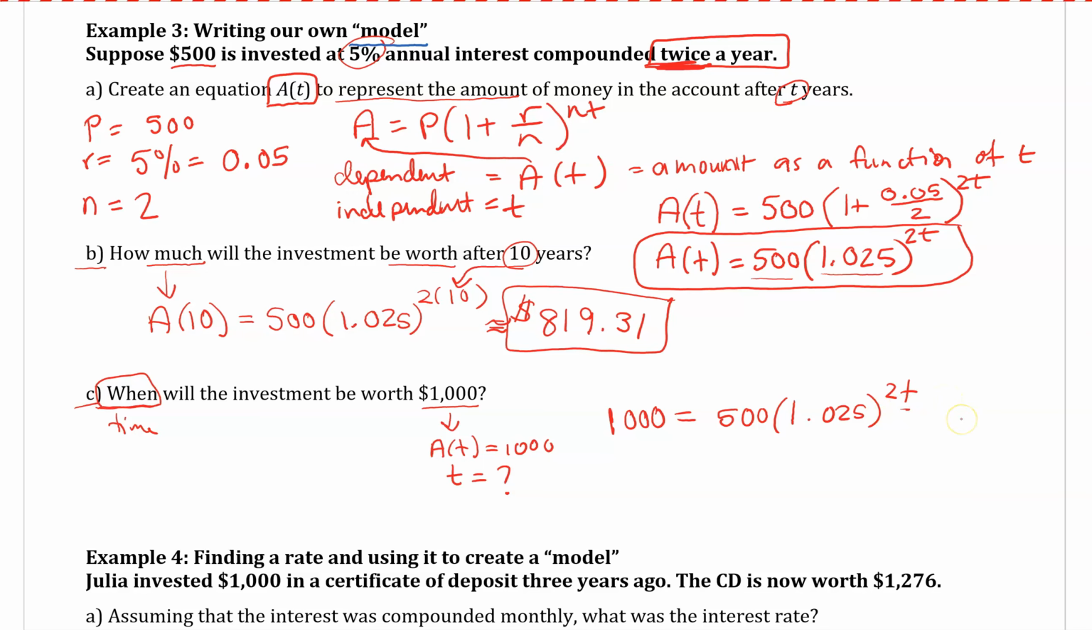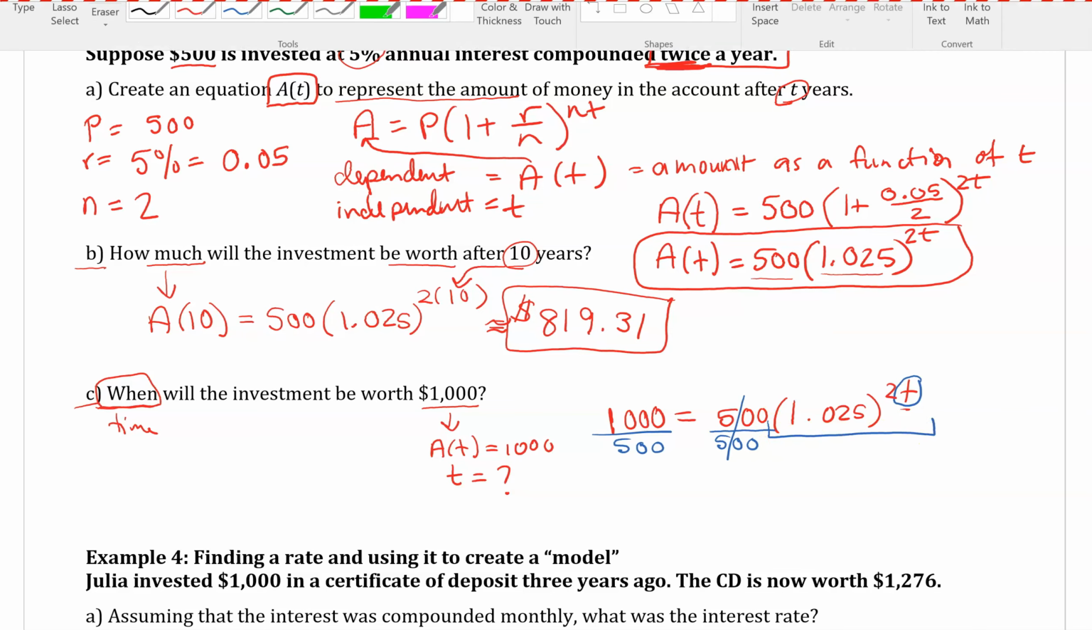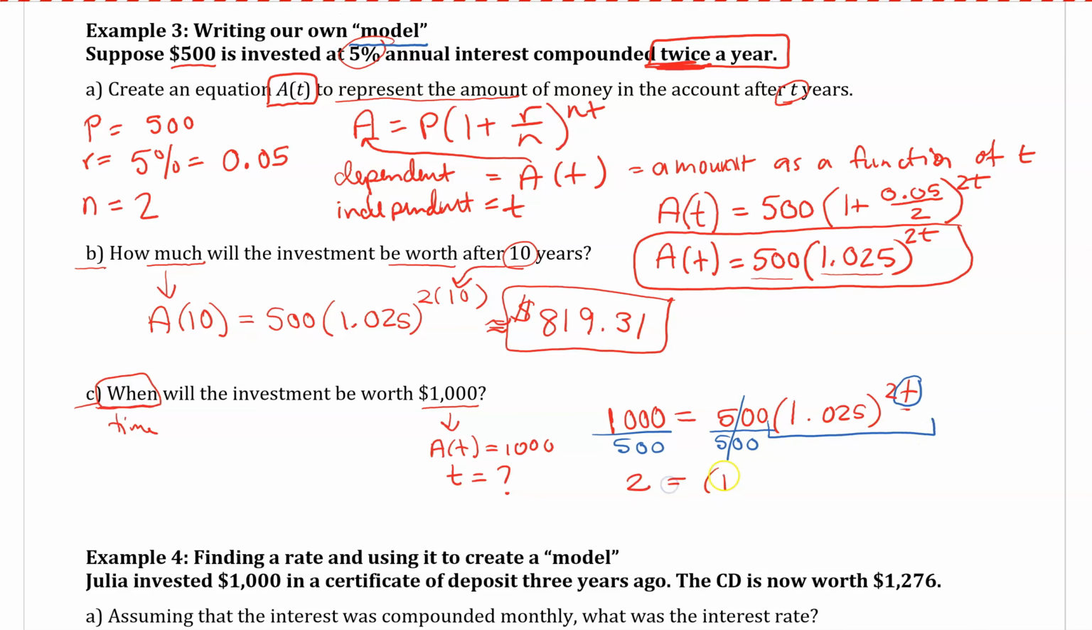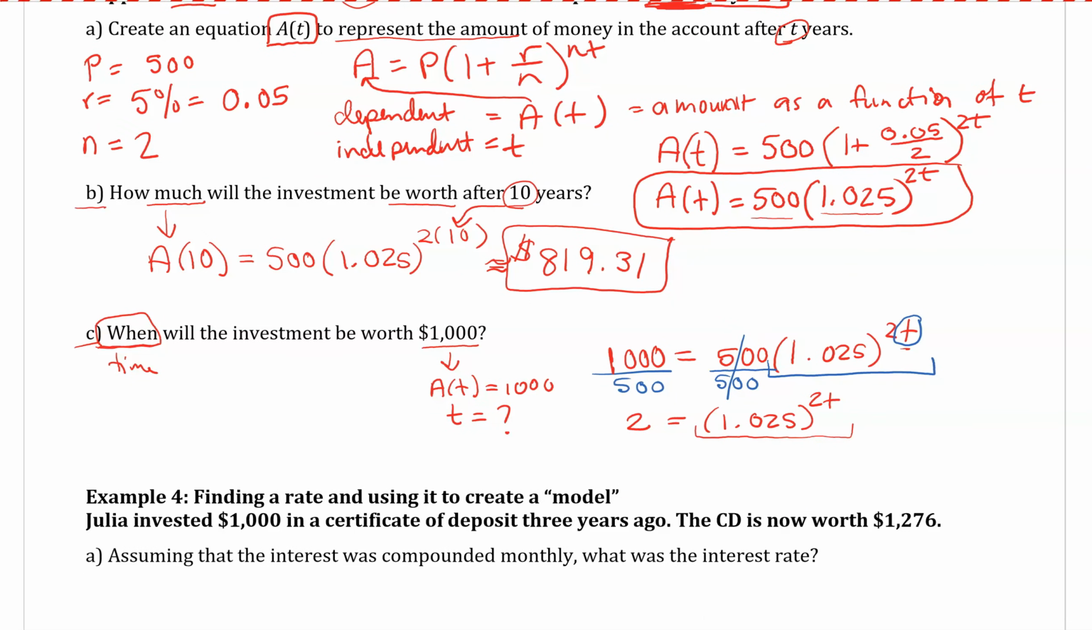Okay, so now I'm solving for T. So I'm going to need a log in this example because I have to solve for an exponent. But before I do that, I want to isolate the exponential part. So first I'm going to divide both sides by 500 because I'm trying to isolate this part. And I get 2 is equal to 1.025 to the power of 2t. So I'm at the point now where the exponential part has been isolated. So this is where I can rewrite into log form. So we just recently learned how to do this as well. We can rewrite into log form.